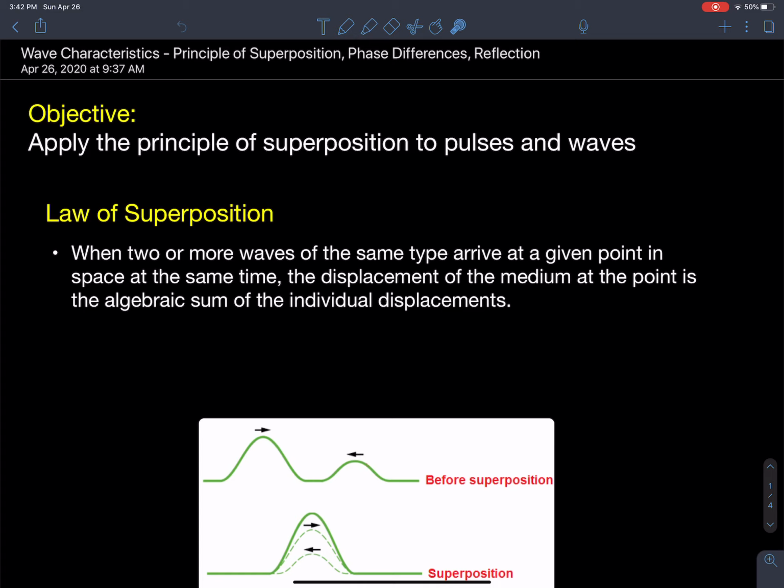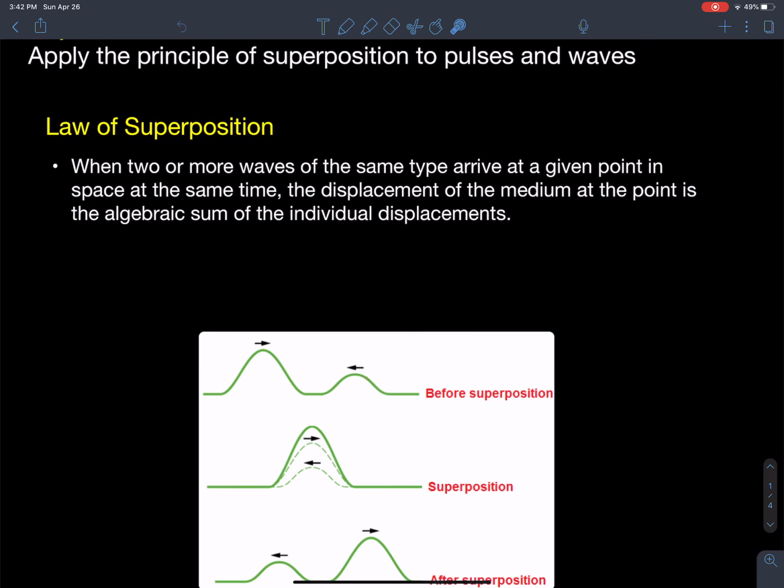The law of superposition says when two or more waves of the same type arrive at a given point in space at a given time, the displacement of the medium at that point is the algebraic sum of the individual displacements. So if you take a look at these two wave pulses over here, a smaller one traveling left, a larger one traveling right. When they intersect, according to the law of superposition, you're going to get a superwave. They're going to add together. So their amplitudes mathematically add, and then the total amplitude is going to be the sum of the individual parts.